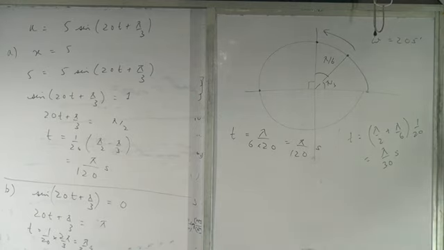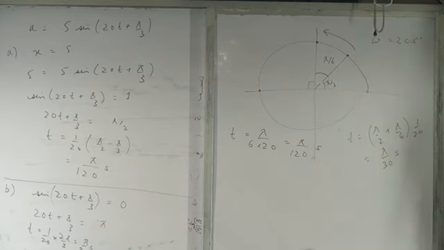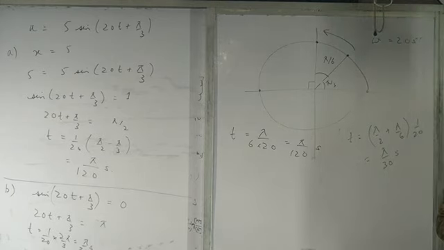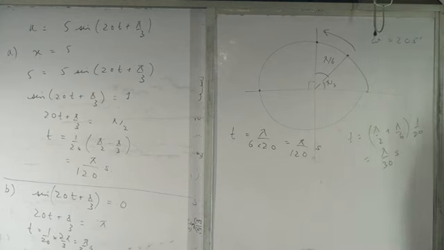X is equal to 2 cos 50 pi t plus tan inverse 0.75. Alright, that is the equation of an SHM.